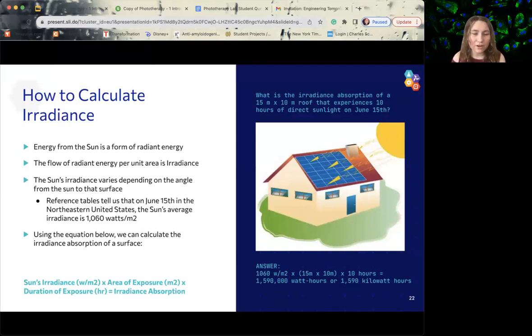So the formula you're going to be utilizing today is essentially the sun's irradiance times the area of exposure times the duration of exposure, and that'll give you the absorption. A good example is over here. You have a roof that's 15 by 10, and we're going to assume it's June 15th. We're going to use our reference table and see that the irradiance is 1060 watts per meter squared. Then we're going to say it's exposed for 10 hours. And then you get your value for irradiance absorption. Okay.